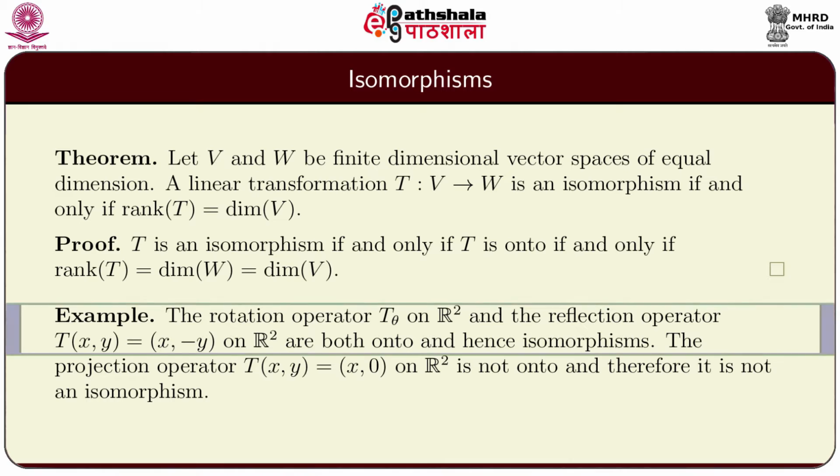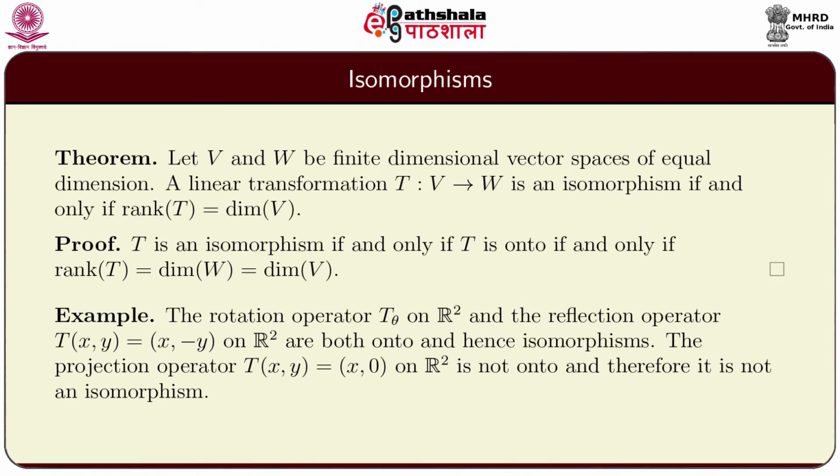Let us revisit those operators, the rotation operator T theta on R2 and the reflection operator T(x,y) equal to (x, minus y) on R2, and both are onto linear maps and hence isomorphisms, whereas the projection operator T(x,y) equal to (x, 0), that is projecting onto the x axis, this projection operator on R2 is not onto and therefore it is not an isomorphism.